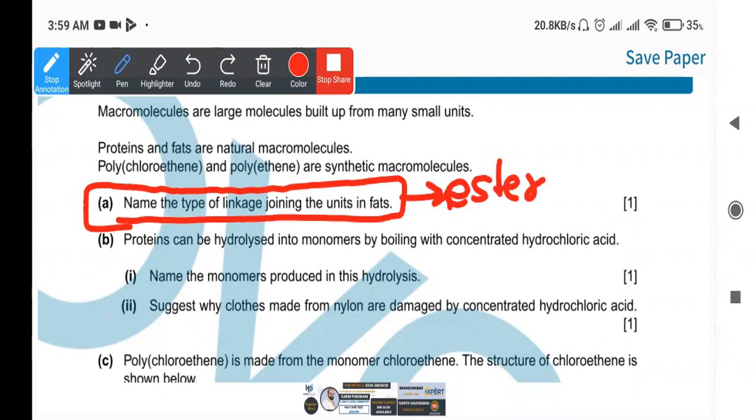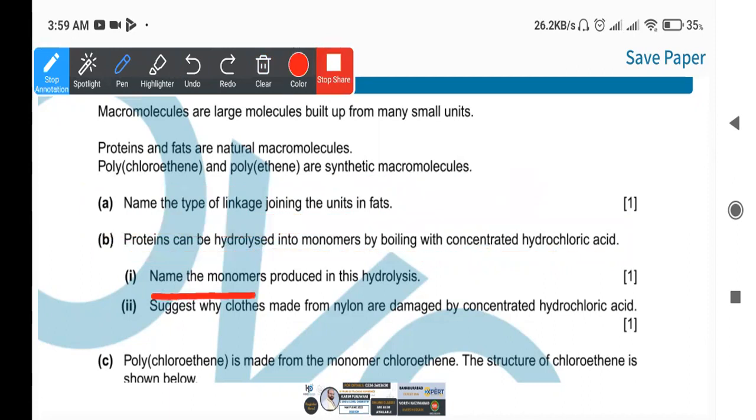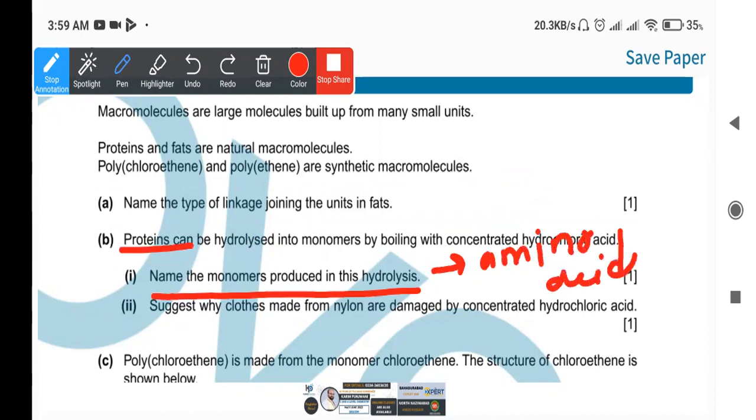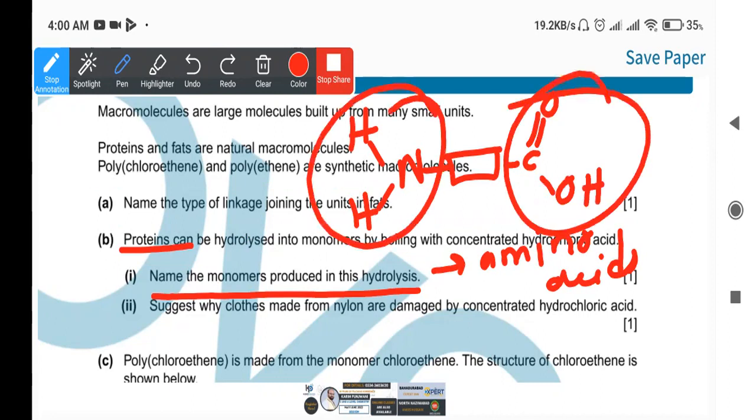Proteins can be hydrolyzed, that means broken down by water into monomers, by boiling with concentrated hydrochloric acid. Now this line is important because all hydrolysis reactions are carried out basically by heating with concentrated acids. Name the monomers produced in the hydrolysis. So on breaking down proteins, you get amino acids. In these compounds, one side contains the amine group, that means NH2, and the other side contains the carboxylic acid group, that means COOH. So that's why it is called amino acid.